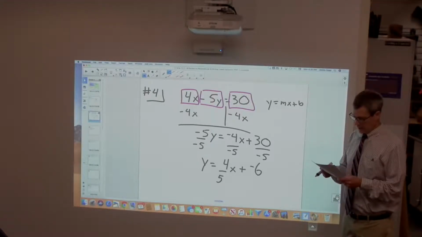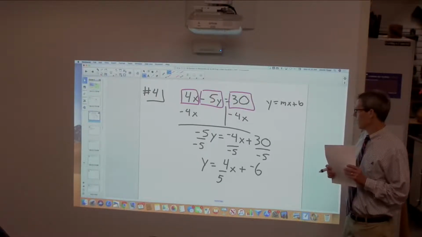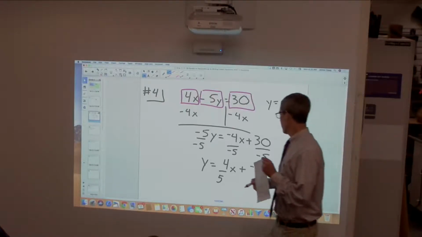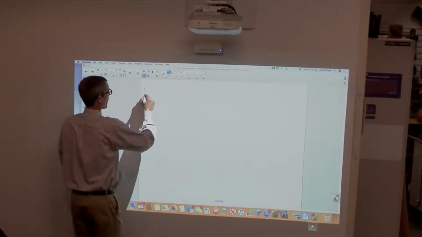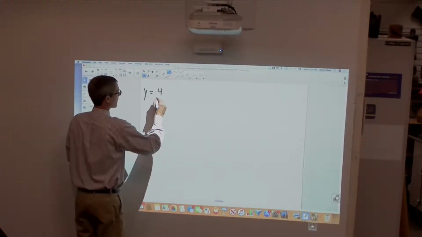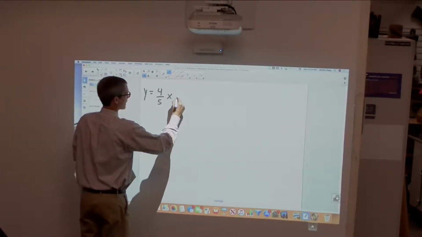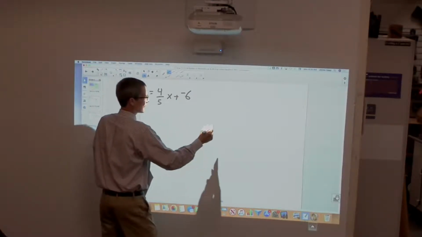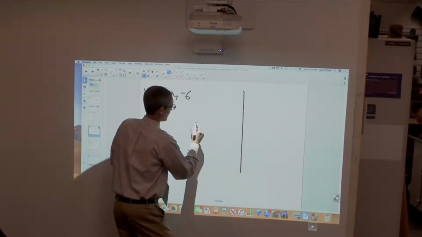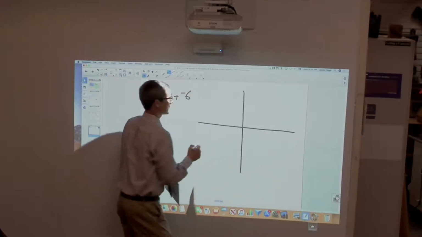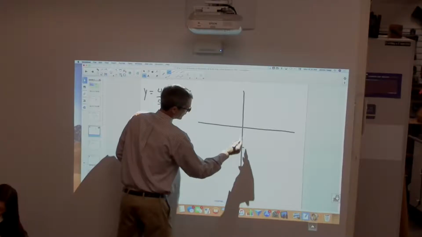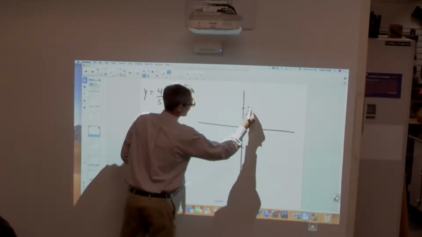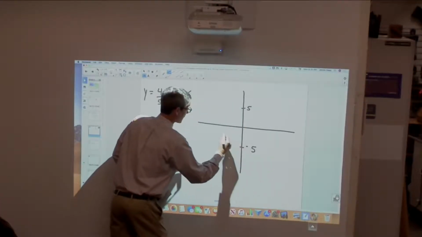Then use the slope and y-intercept to graph the equation. So 4/5 x plus negative 6. So I'm just going to do that. Y equals 4/5 x minus 6. I'm just rewriting it because I couldn't fit it on the last one. And I'm going to draw an axis. And so let's just do like the 5. So that would be 5, that would be negative 5. So I'll try to set this up.